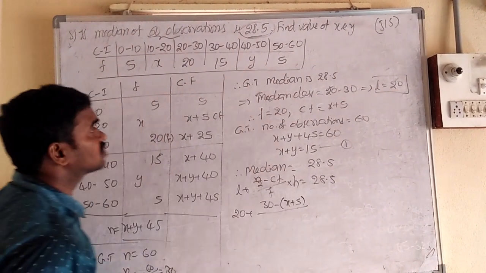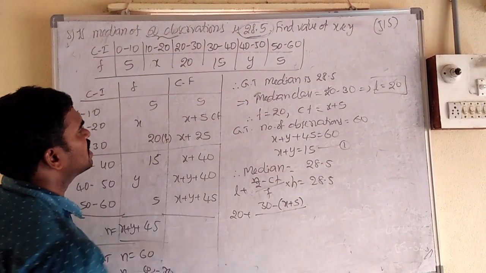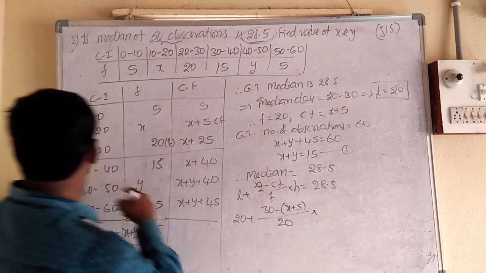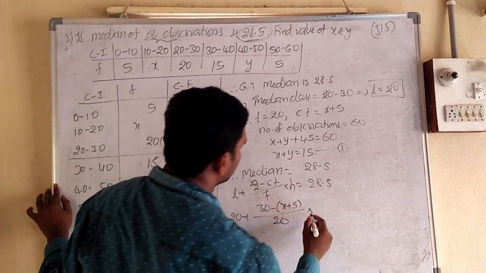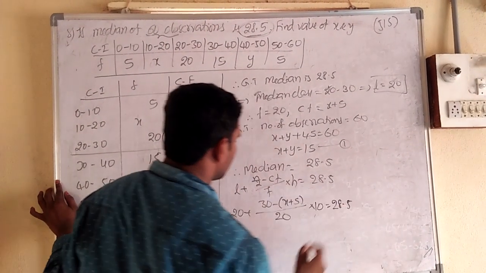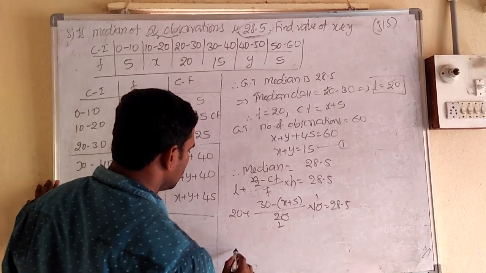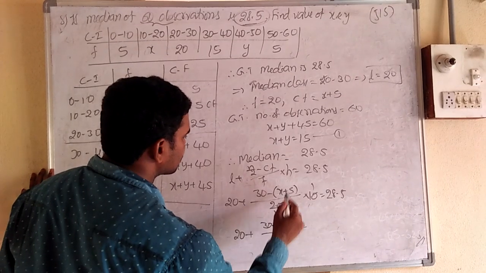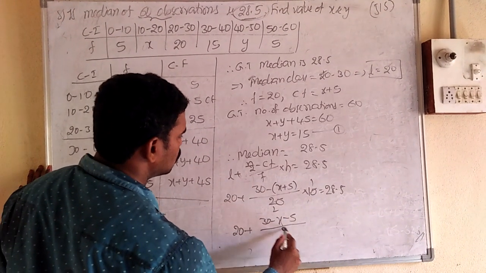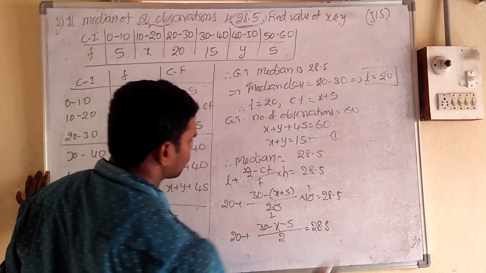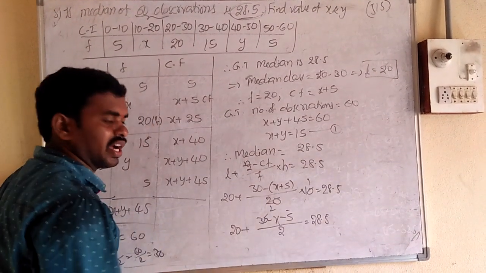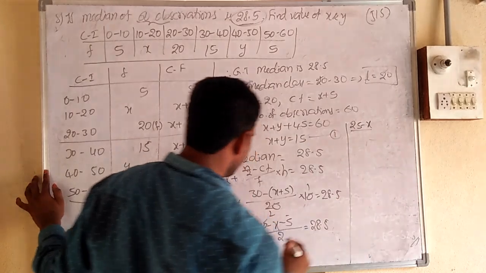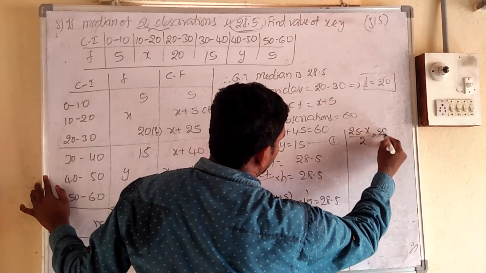Since there is a minus on the whole CF, we have to take the minus on the entire CF value. Divided by F, which is 20, into H value. What is the height of the class interval? 10. So 20 plus 30 minus x minus 5, by 2, is equal to 28.5. So 30 minus 5 is 25. 25 minus x by 2 is equal to 28.5.